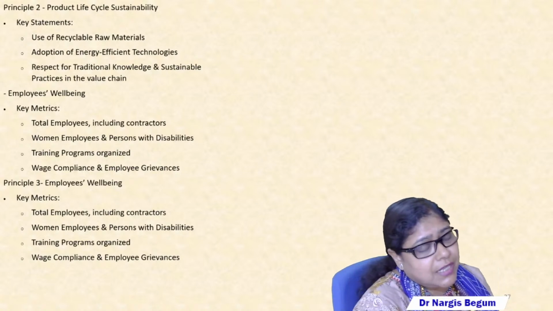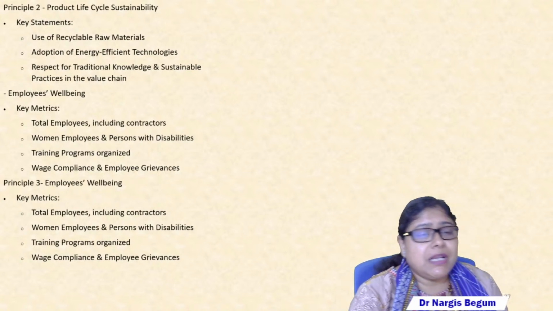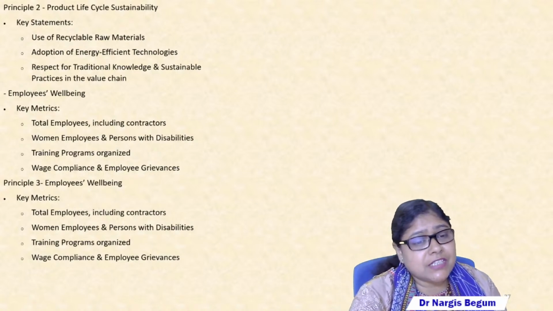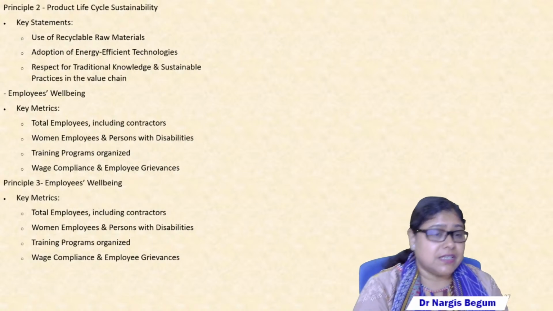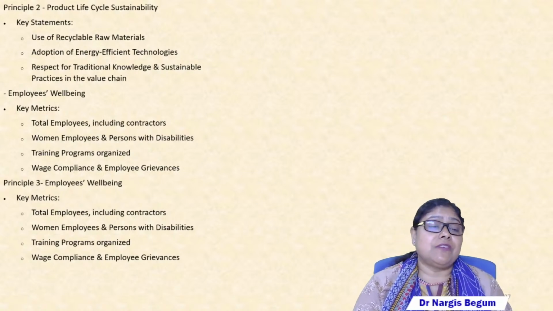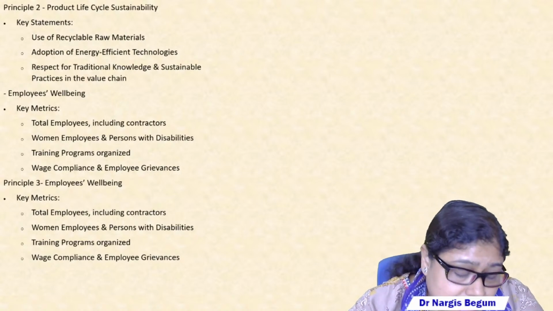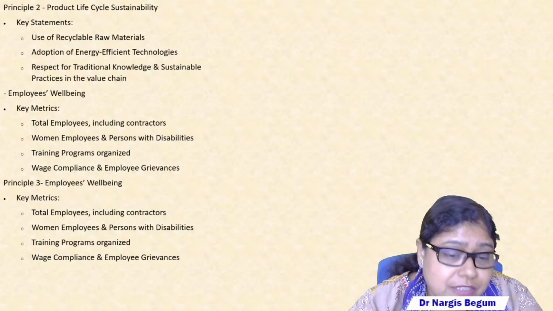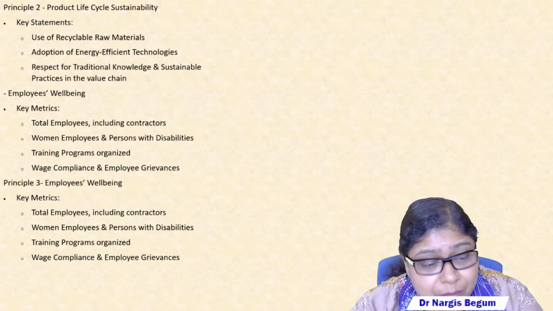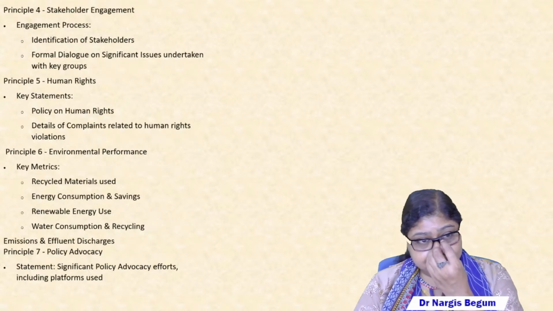Next, when we discuss the employees' well-being, we discuss the total employees, including contractors, women employees and persons with disabilities, training programs organized, and wage compliance and employee grievances. Third important principle is the well-being of the employees. It identifies the total number of employees, including the contractors, how many women employees are involved, and how many persons with disabilities are working, the different types of training programs that are being offered to the employees. Next we discuss the wage compliance and the employee grievances.